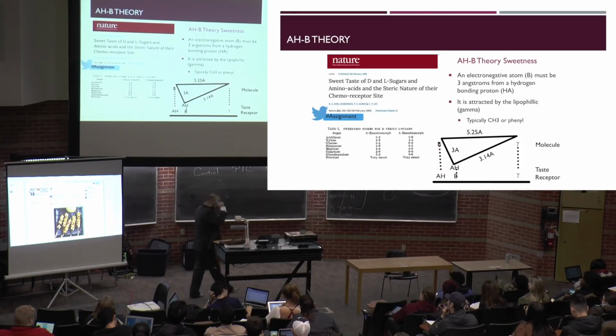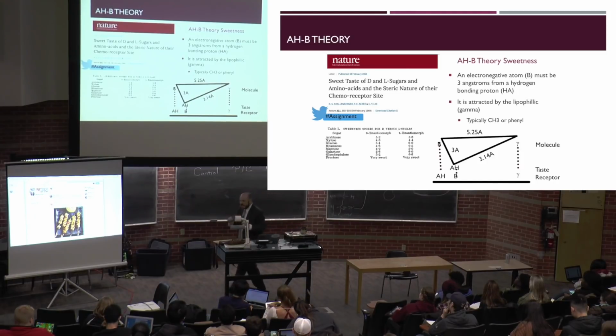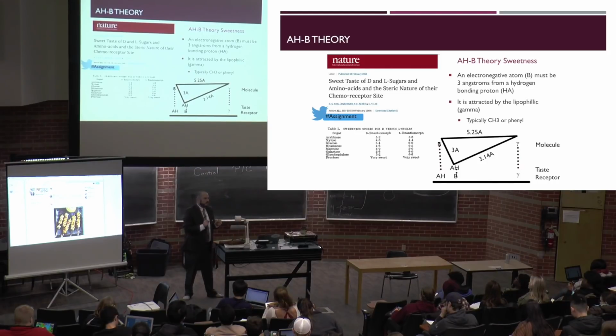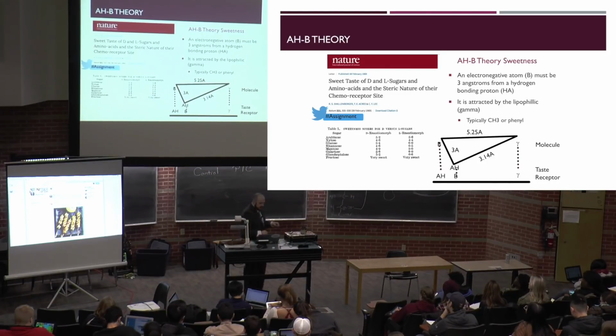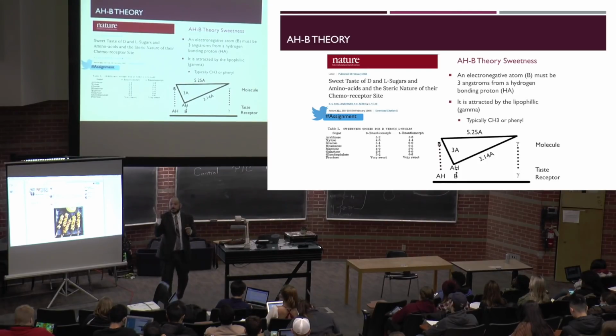So, a sugar molecule, or for something to be perceived as sweet, has three characteristics. And these three characteristics are referred to as the AHB theory of sweetness. So imagine you have a taste receptor.